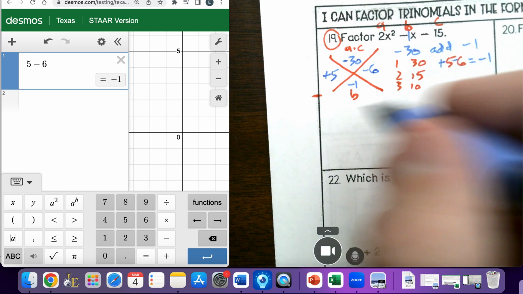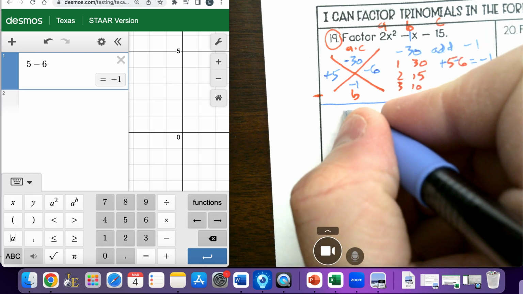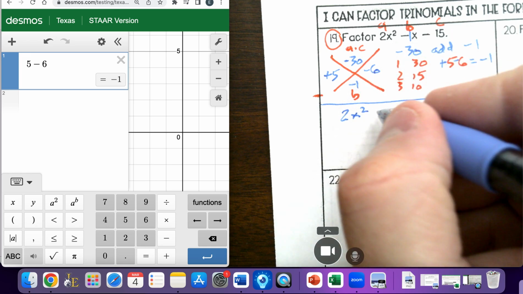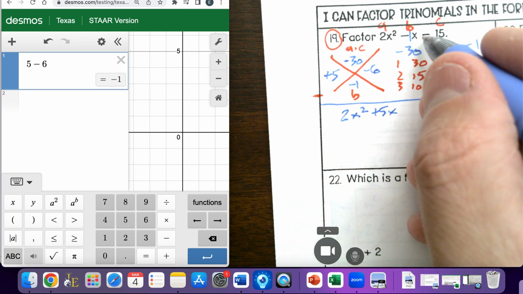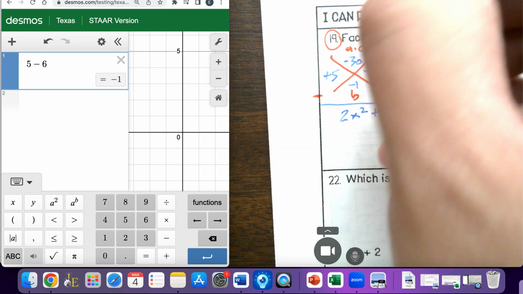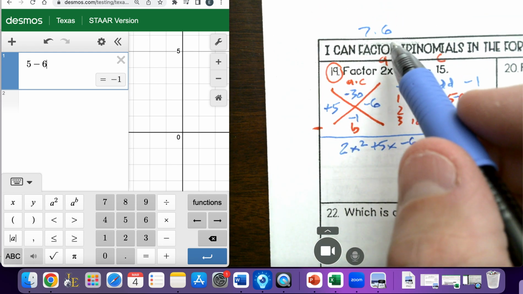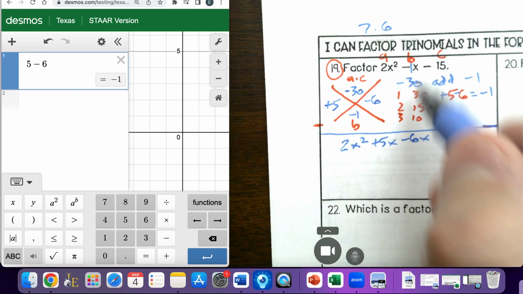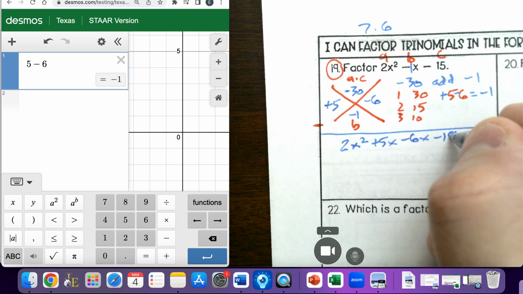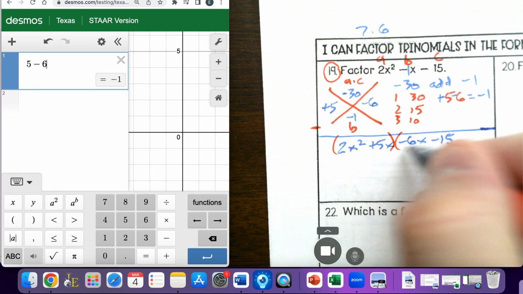And so what I'm going to do now is rewrite my original equation. I'm going to put a 2x squared, but my negative 1x is going to become a plus 5x, and then we're going to write down a negative 6x. This is from lesson 7.6, by the way, and I have videos going over this if you're confused by what I'm doing right now. But the negative 1x splits into 5x minus 6x, and then I'm going to put a negative 15 here. Then we're going to use the grouping method. Now that we have 4 terms here, we can use the grouping method, and we can factor this properly.